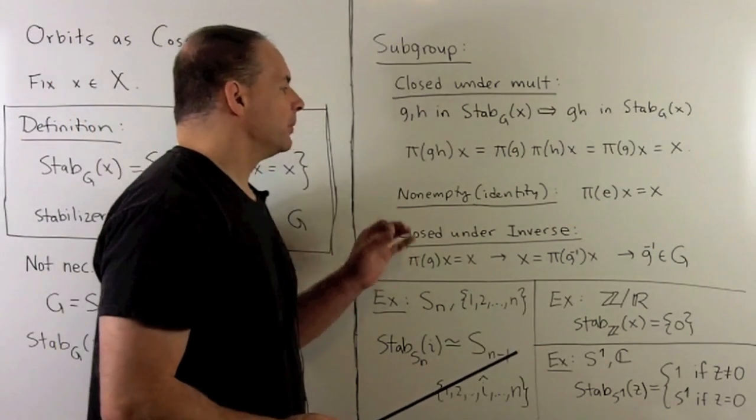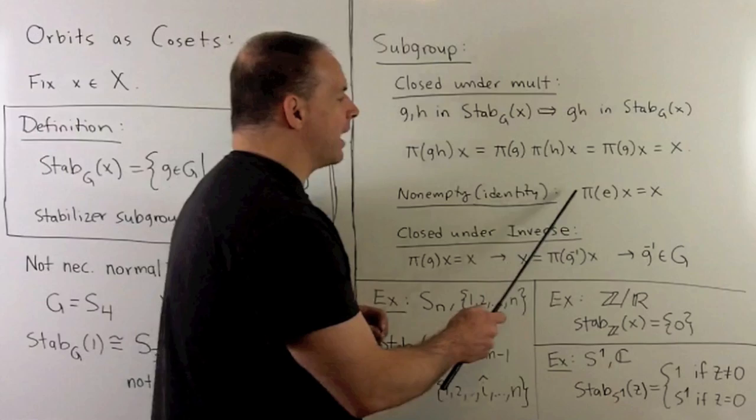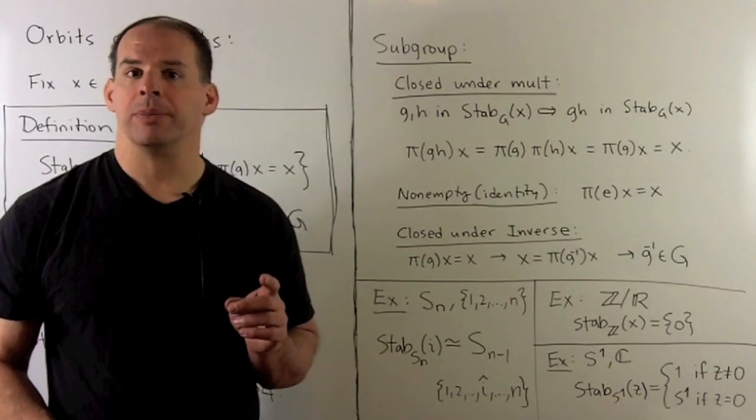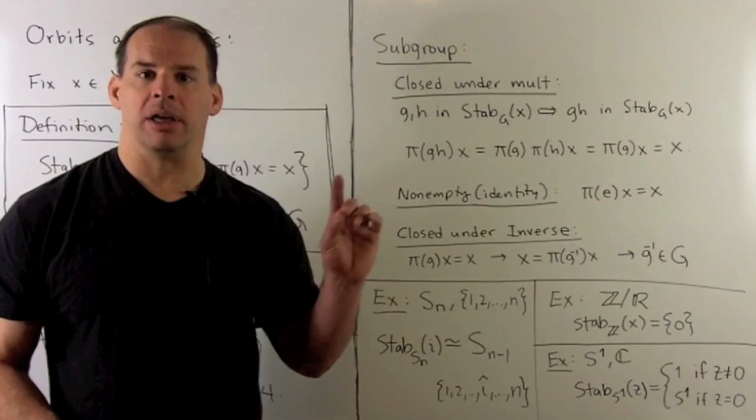Show non-empty. We have pi of the identity on x is equal to x by property 1. So we have at least the identity element in our subgroup.